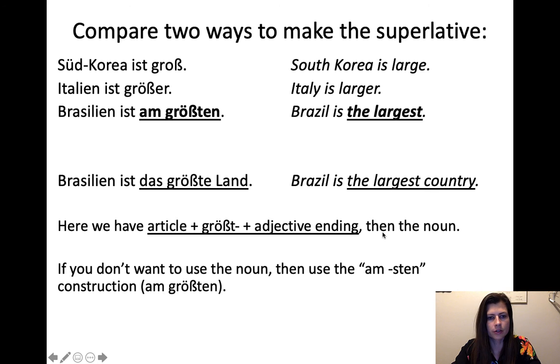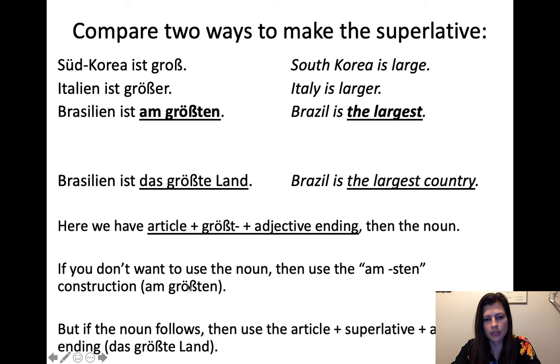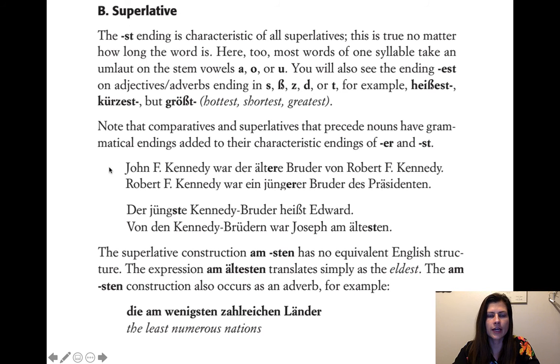And then the noun. So if you don't want to use the noun, like this one, then we use this am and sten construction, am größten. But if you do want to use the noun right after it, if the noun follows, then you use article plus a superlative, plus the adjective ending, and then the noun, meaning das größte Land. So it's important to see the difference between those two. Yeah. So we have the st endings characteristic of superlatives, like we were just seeing. And then also, if they have a stem vowel, a or u, they'll take that umlaut, the same way that the comparative does.